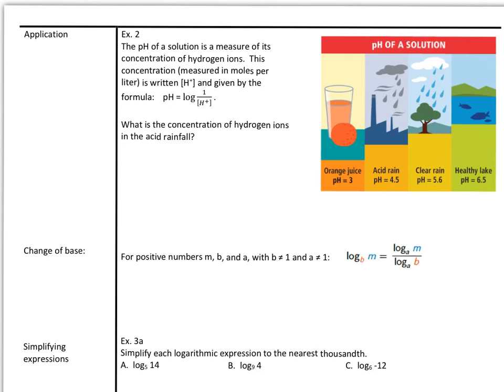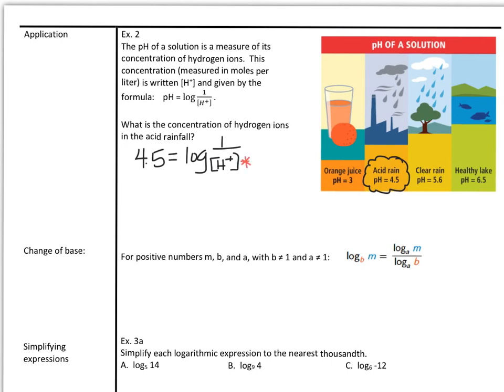Taking a look at the different pH solutions in the chart, we've got orange juice, acid rain, clear rain, and a healthy lake. We want to know what the concentration of hydrogen ions is for acid rain. So we're going to use the pH number of 4.5. Based on the formula, the pH equals log of 1 over H+, H+ being the ions. If we set pH equal to log 1 over H+, our pH is 4.5. We'll take 4.5 and set it equal to log 1 over H+. And our goal is to get H+ by itself.